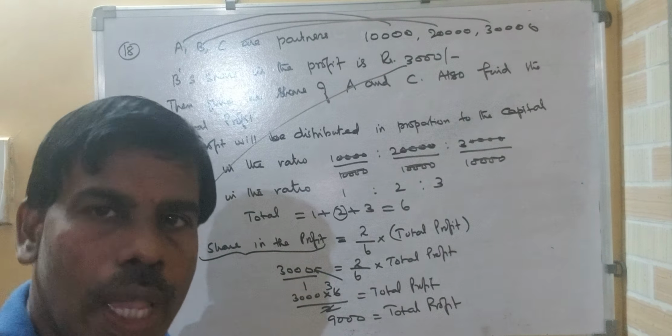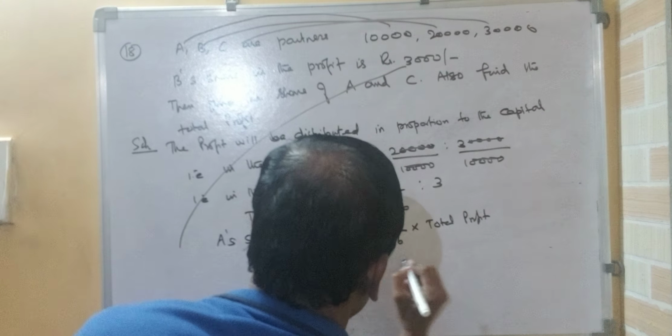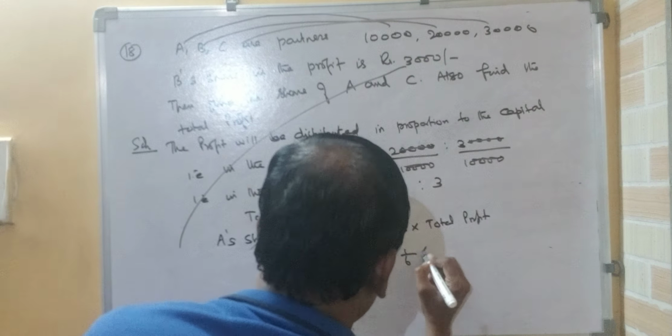Then you will understand. Now, A's share in the profit. How many parts should A get? 1 out of 6 into total profit. So 1 upon 6. Now we got total profit, right? 9000. So 2 3s are, sorry, 3 3s are 9, so 1500 is A's profit.